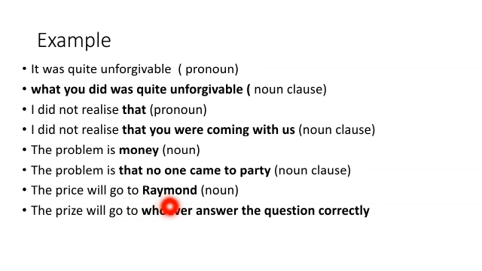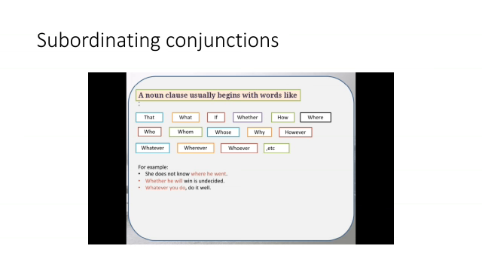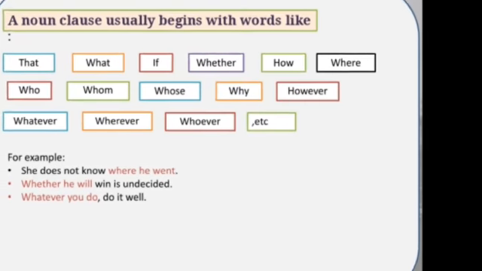Whoever is now a conjunction, and answer the question correctly. Again, subject and predicate: your clause will contain the subject and the predicate, and it always starts with a conjunction, maybe at the beginning or maybe in the second half of the sentence. Let's see what these conjunctions are.